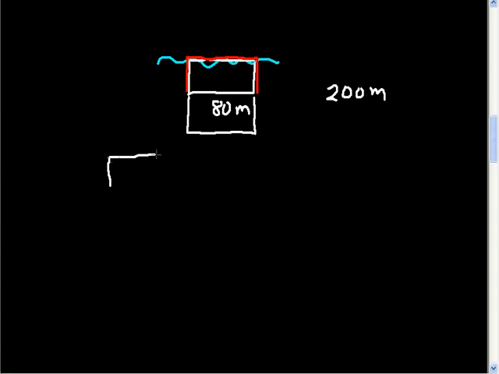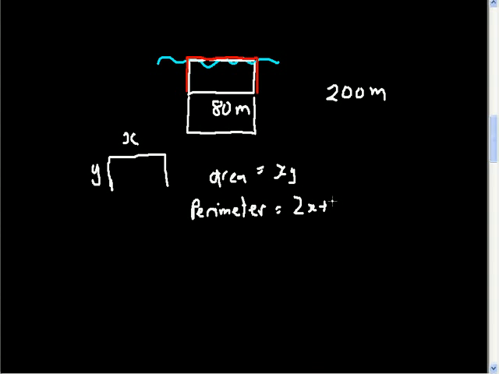My fence has only 3 sides, and again I'll call this side y and this side x. So the area for my fence would be x times y, whereas my perimeter would be, I'm afraid it's not 2x, beg your pardon, it'll actually be x plus 2y, because I'm only creating a fence that has only 3 sides.